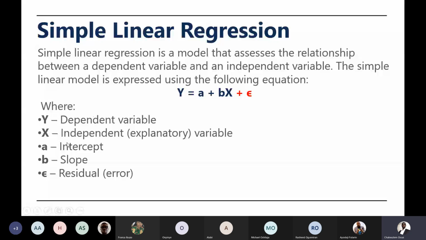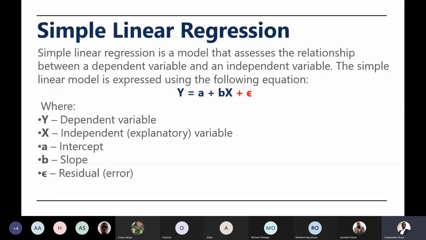Now these are the definitions of what it means. The y there is called the dependent variable, and that is the particular variable that we are trying to predict. The x is called the independent variable. The reason is because the y is dependent on the x. So that is why the y is called the dependent variable.